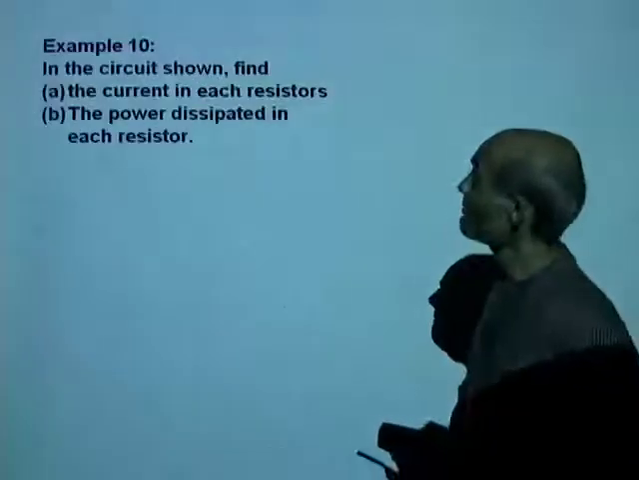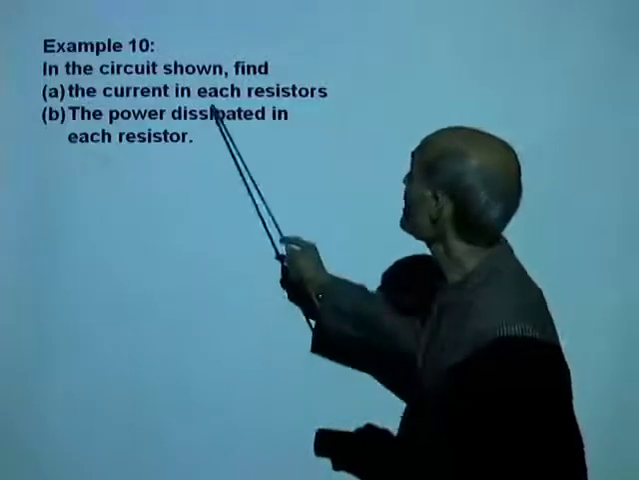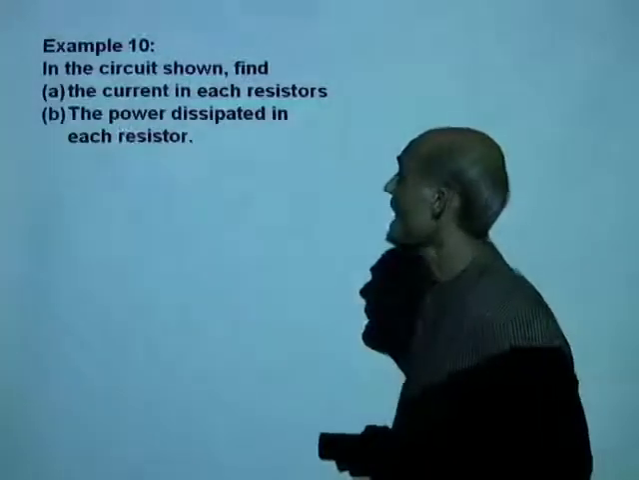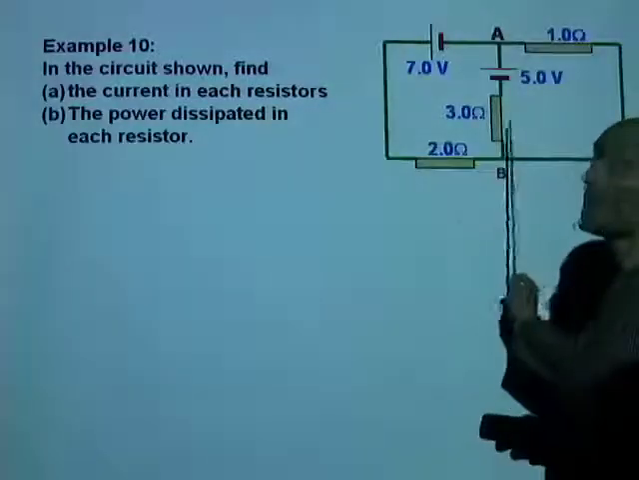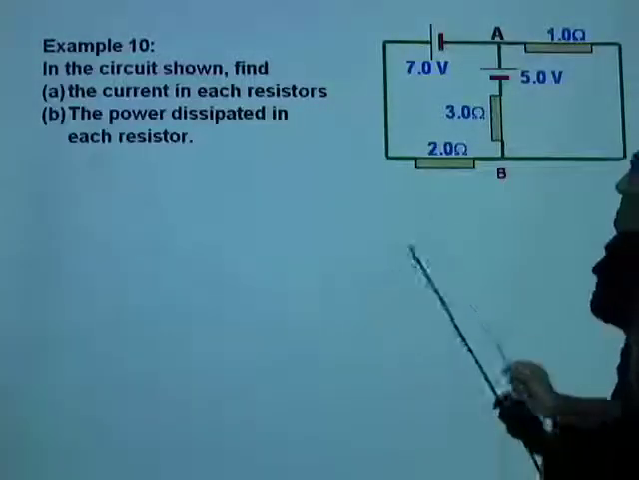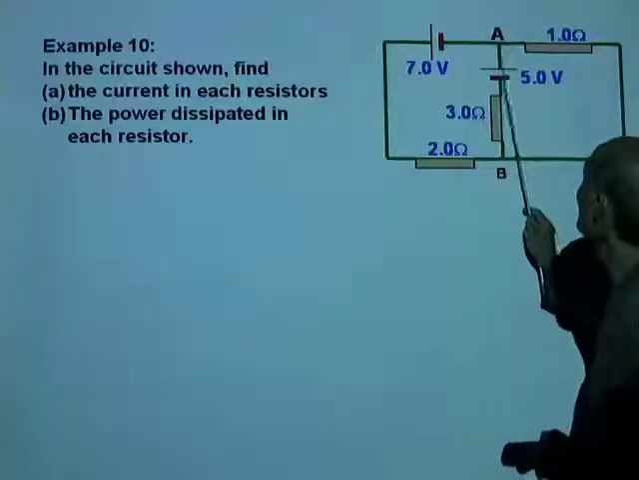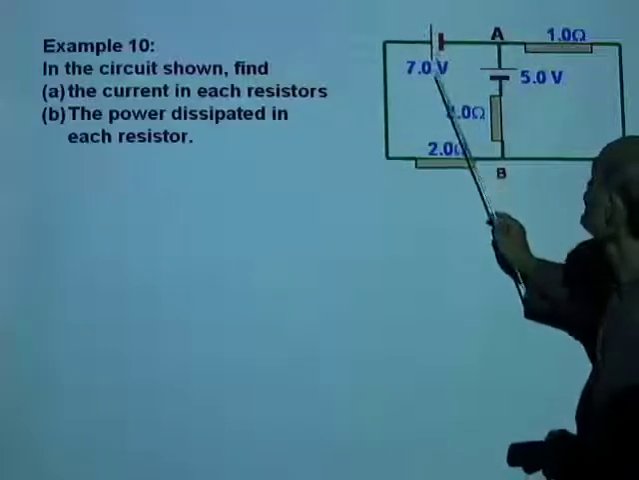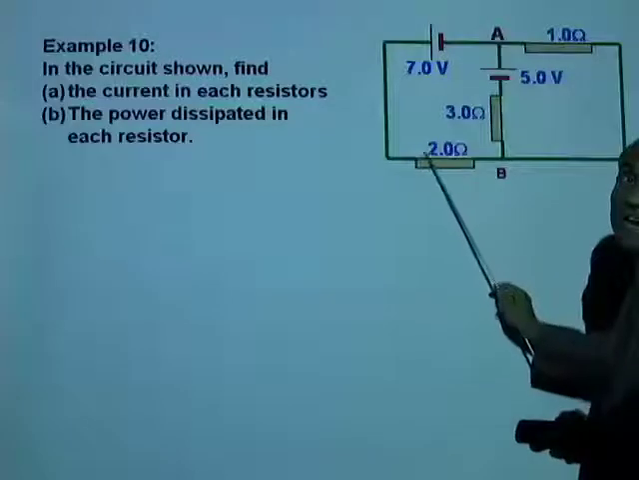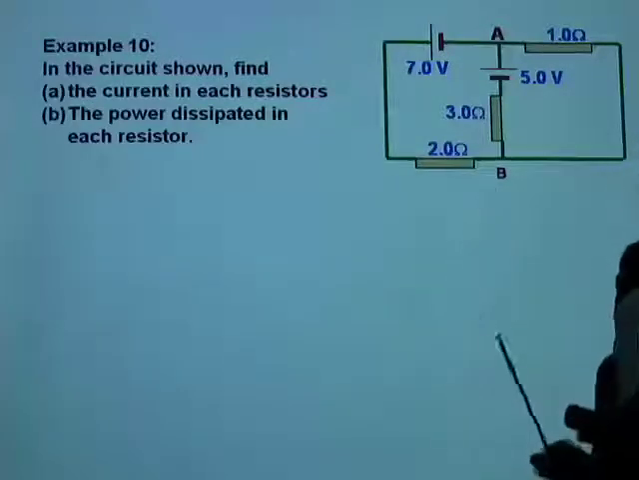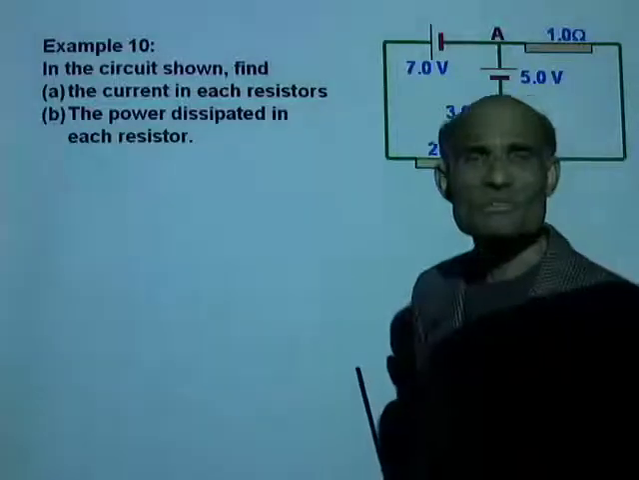Alright, let's do another one. In the circuit shown, find the current in each resistor and the power dissipated in each resistor. Now this is the circuit. You have a battery of 5 volt, another battery of 7 volt, a resistor 1 ohm and a resistor 2 ohm. Now how will we start it? We need to make a start.